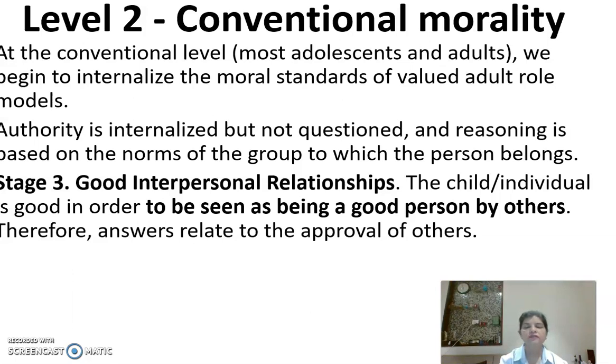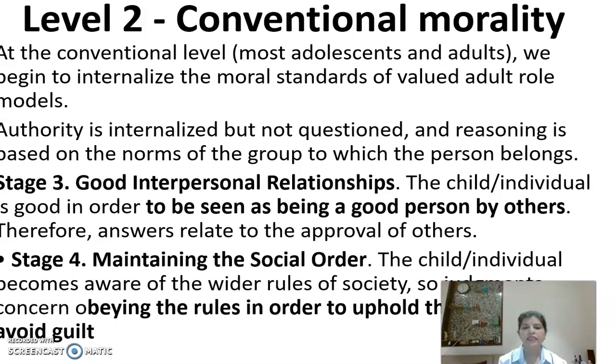Stage 3, the first stage of conventional morality, talks about good interpersonal relationships. The child or individual, in order to be seen as a good person by others, would behave in this manner, and therefore answers relate to the approval of others. The second, stage 4, is maintaining the social order. The child or individual becomes aware of the wider rules of society. So judgments concern obeying the rules in order to uphold the law and to avoid guilt.